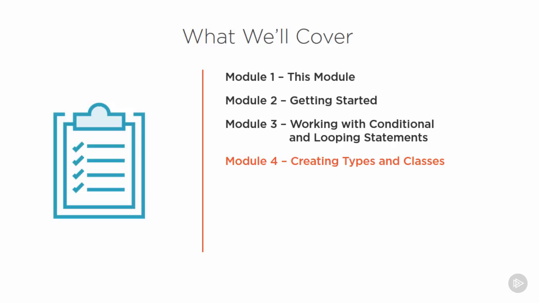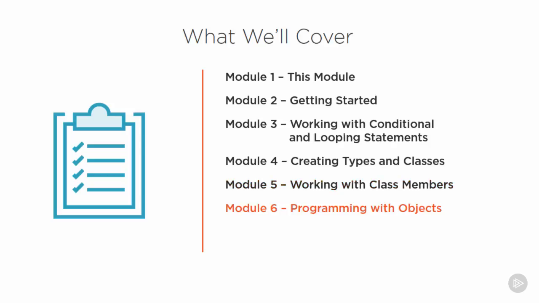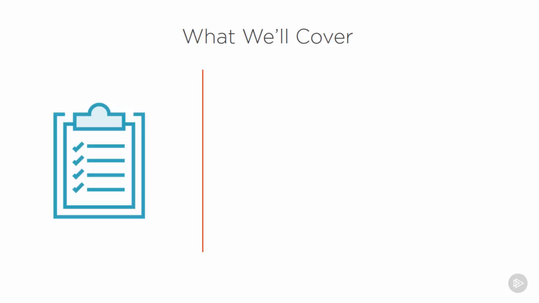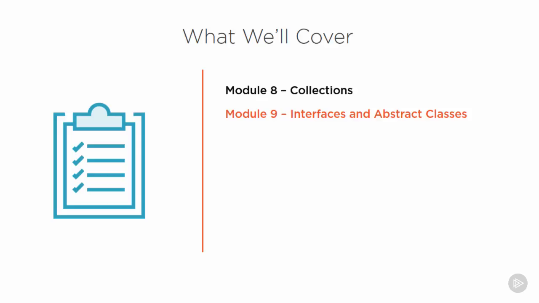And in Module 5, we talk about working with class members. Module 6 is where we begin discussing programming with objects, and that may be the central module for the entire course. Module 7, we take a short diversion into talking about exceptions and exception handling. Then in Module 8, we're going to discuss collections and working with collections. In Module 9, we're going to dive into interfaces and abstract classes.